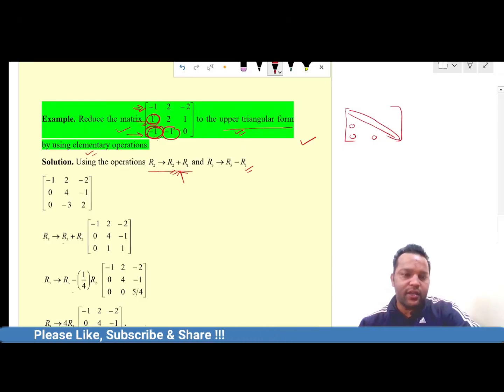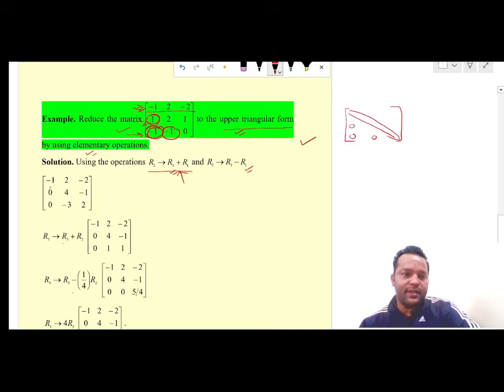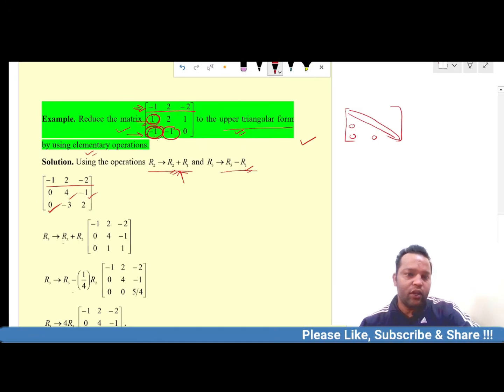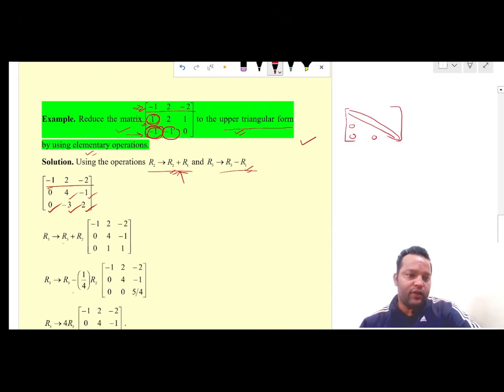The resulting matrix is: the first row remains as it is, as we have not applied any operation to this row, so the first row is the same, -1 2 -1. The second row is replaced by R2 plus R1, so the resulting row is 1 plus -1, that is 0, 2 plus 2, that is 4, 1 minus 2, that is -1. The third row is replaced by R3 minus R1, so the entries are -1 plus 1, that is 0, -1 minus 2, that is -3, 0 plus 2, that is 2. Now these two entries become 0.